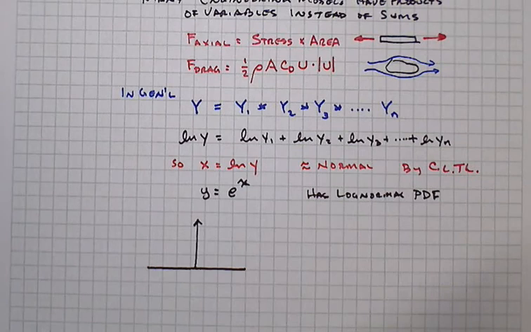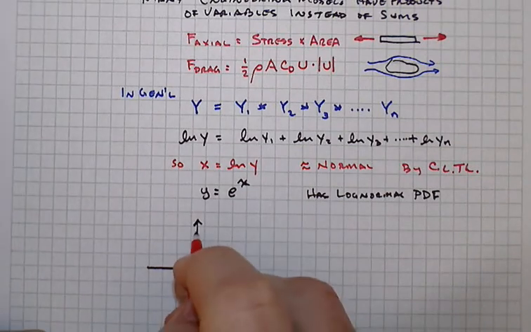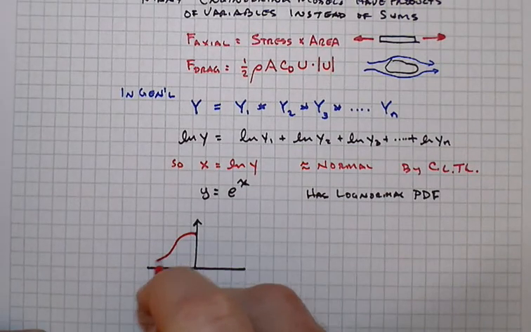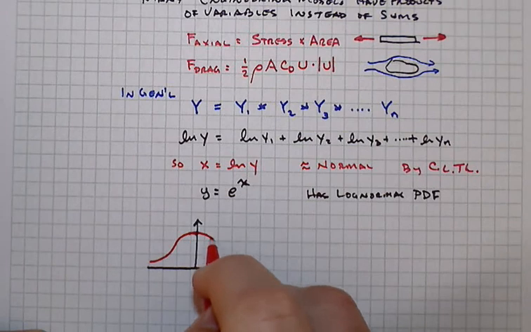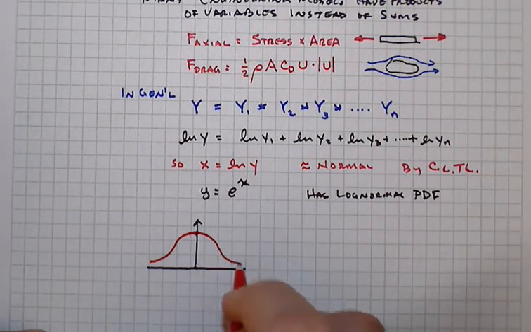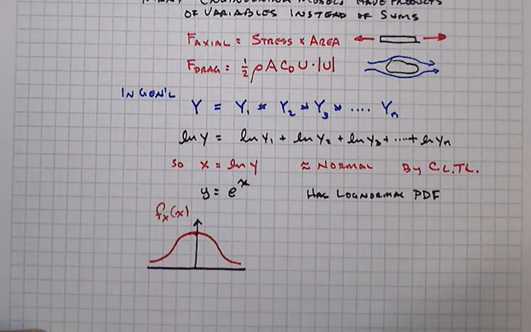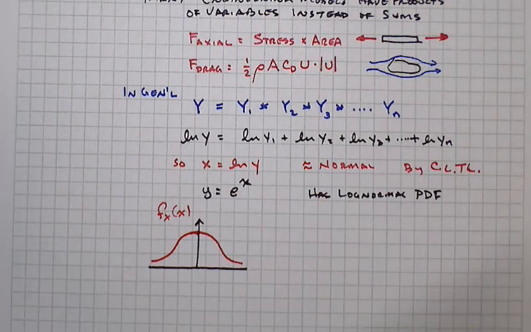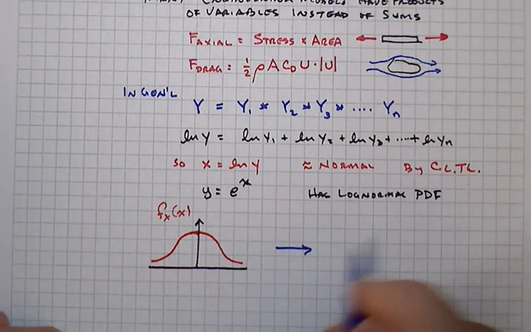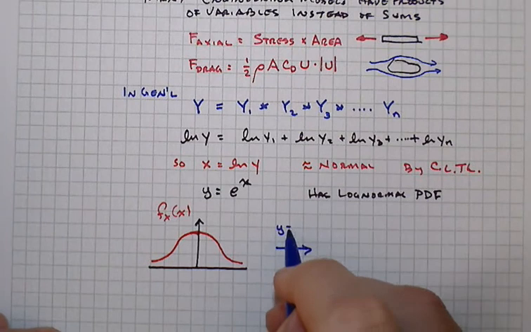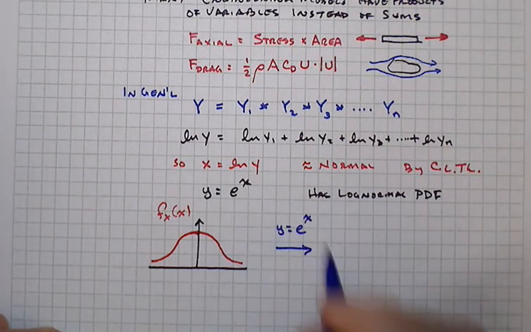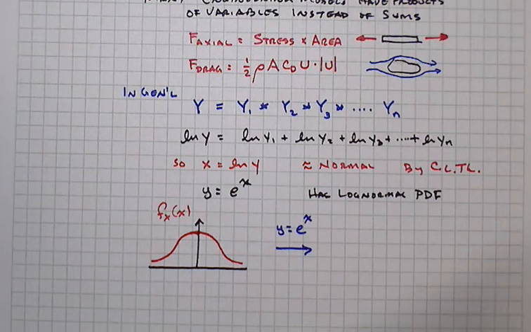And the mountaintop will be centered right there where my axis is located, and that could be shifted over, of course. And there's your f(x), your typical PDF for the normal distribution. And then we do the transformation where y is equal to e raised to the x power.